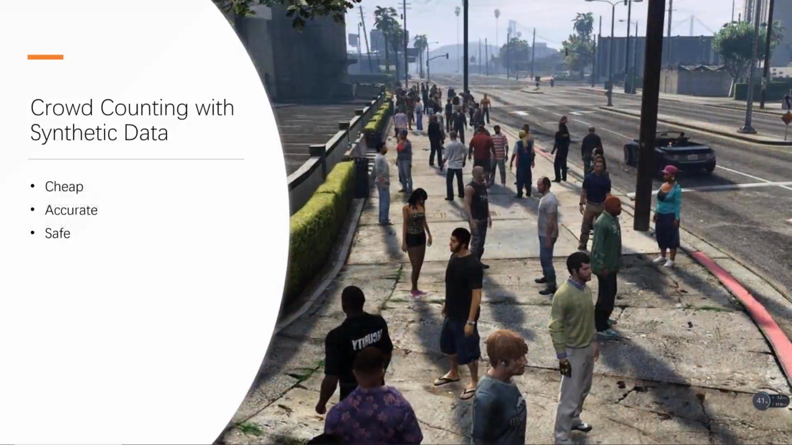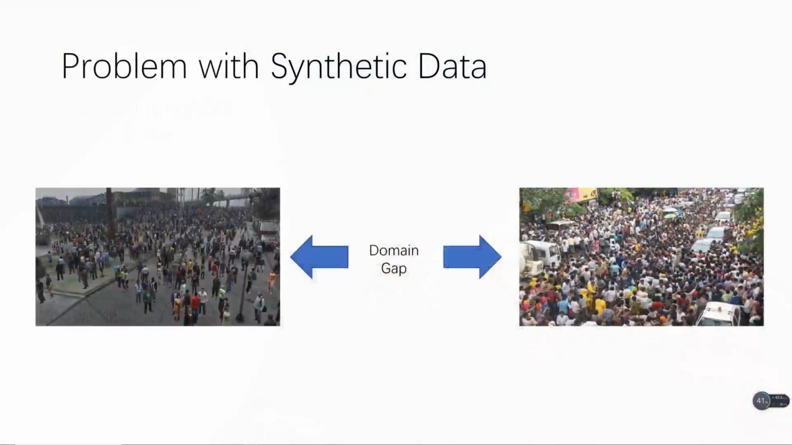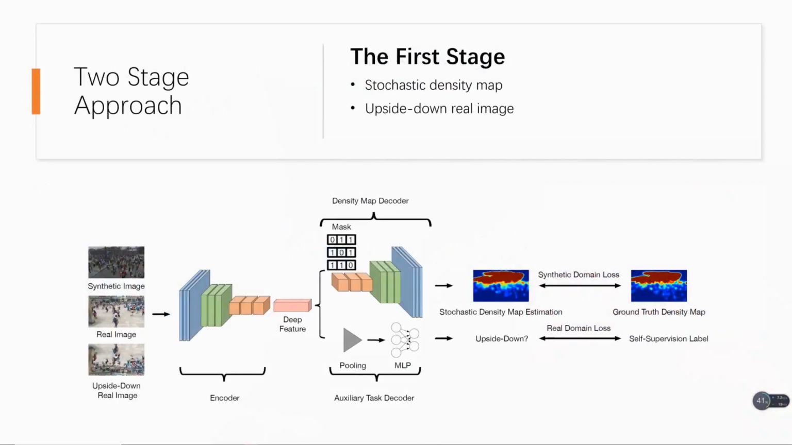To solve these problems, many researchers propose to use synthetic data, which is much cheaper and can always get accurate annotations without any privacy issue. However, a model trained with synthetic data generally works poorly on real images due to the domain gap. To solve this problem, we propose a two-stage approach.